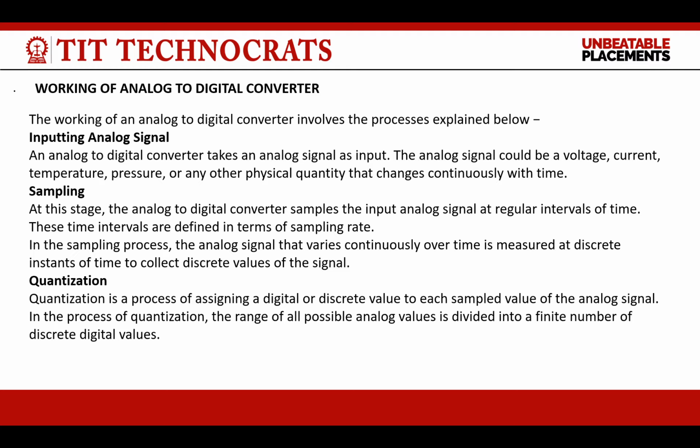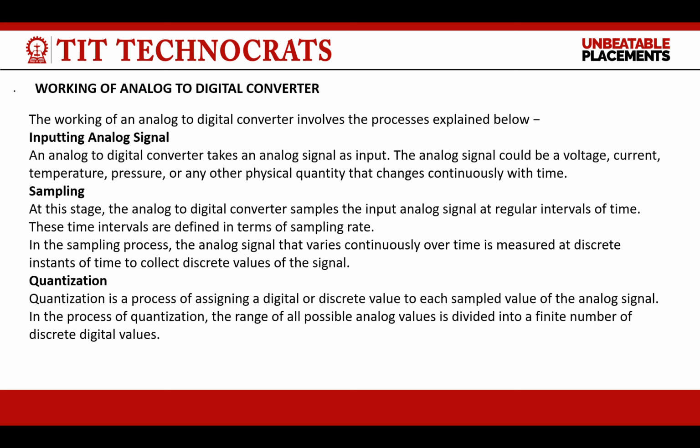The next step is sampling. At this stage, the analog to digital converter samples the input analog signal at regular interval of time. These time intervals are defined in terms of sampling rate. In the sampling process, the analog signal that varies continuously over time is measured at discrete instant of time to collect discrete values of the signal.